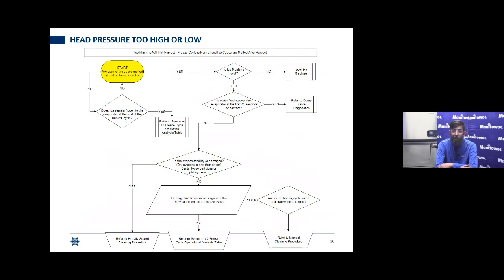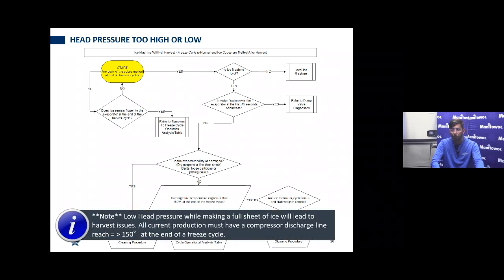Hey, we don't have that heat, but we are melting, and it's just not melting fast enough, and then we end up timing out on our harvest, or we melt enough that it slides forward, but it's melted so much it's not heavy enough to fall. All of these things can lead to harvest issues. And one of the first questions we ask is, was the freeze cycle normal? And normal includes full sheet of ice within the prescribed amount of time, and if the compressor is indoors, that the discharge line temperature has gotten above 150 degrees.